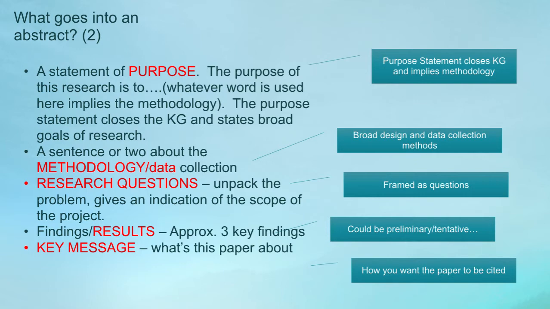The other thing you might want to include in an abstract as a final sentence is the key message. And this is, what is this paper about? And if you wanted someone to cite you on this paper, what would that be? So if you said, this paper is about, what do you want them to take away from your abstract or your paper? So that's something that is often optional, but it's worth putting in there if you want a really strong abstract, and it's worth thinking about.